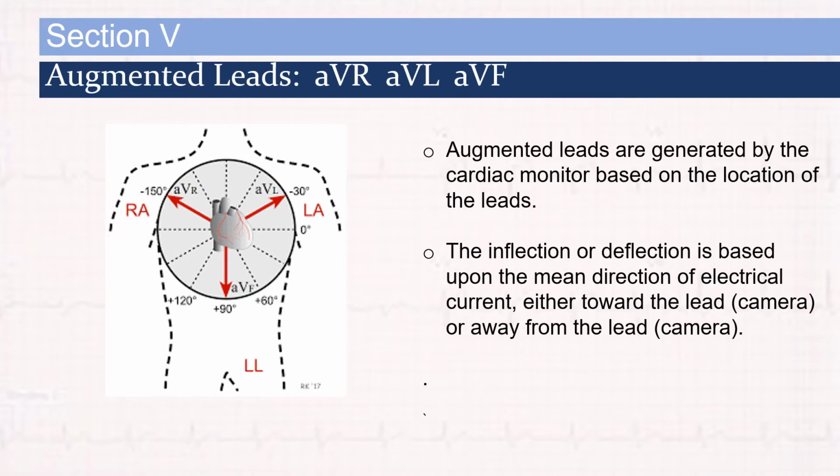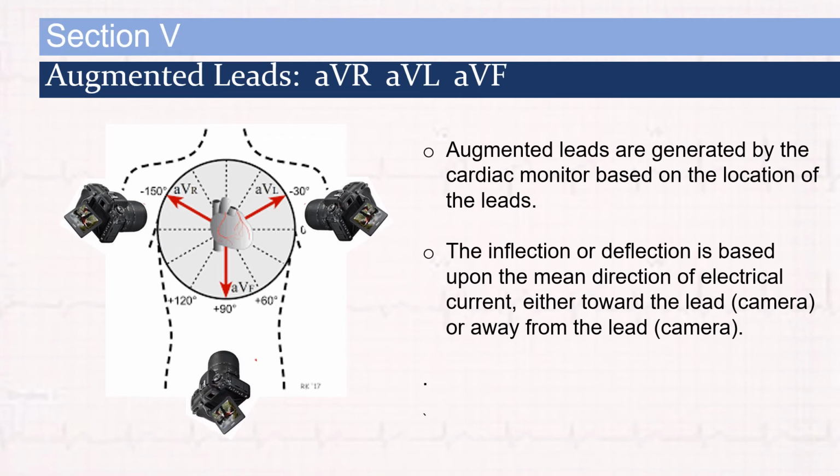Augmented leads are cross-sectional views of the heart's electrical activity. We're using cameras to make the concept a little easier to understand, and we hope it helps. AVR looks from the right side in a cross-sectional view. AVL looks from the left side in a cross-sectional view. And AVF looks from the inferior portion of the body up towards the bottom of the heart.